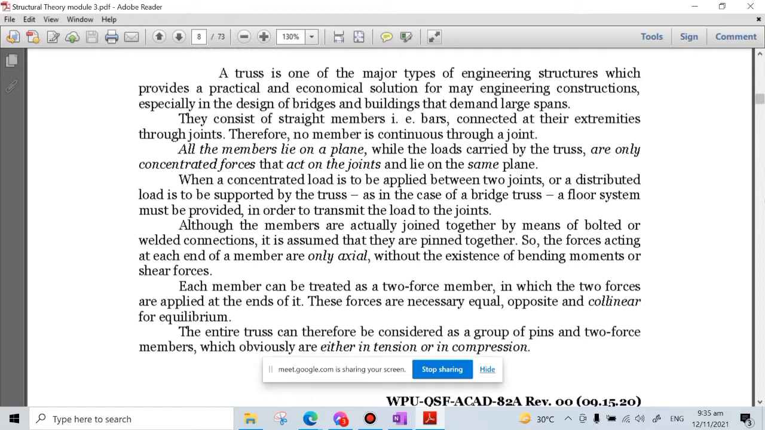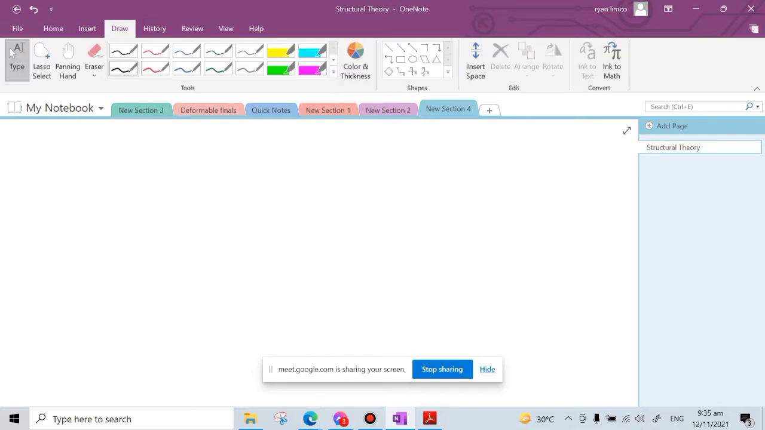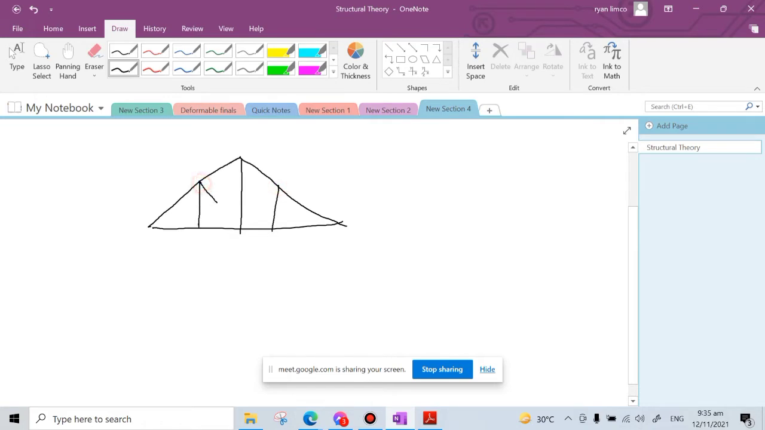And sabi dito, are only concentrated forces that act on the joints and lie in the same plane. So, if we have the stress, so kung ito yung truss natin, no? Simple lang. It lies on one plane, and sinasabi din na, if we are going to apply the loads must be applied only on the joints. Hindi tayo pwedeng mag-apply ng load dun sa pagitan, no? Hindi yan pwede. Hindi rin pwede dun. No? Sa joints lang tayo pwedeng mag-apply.